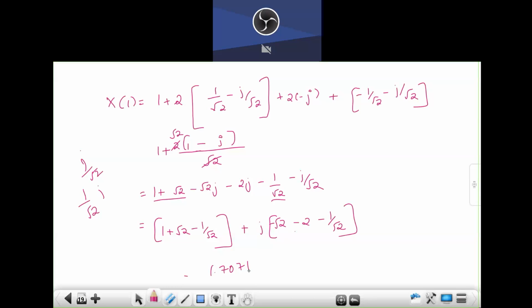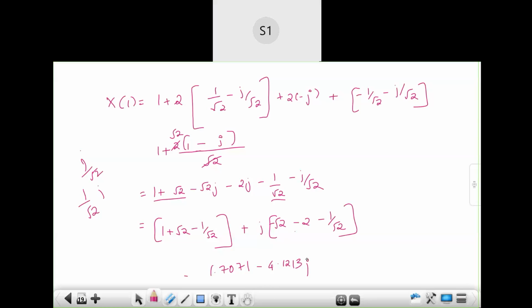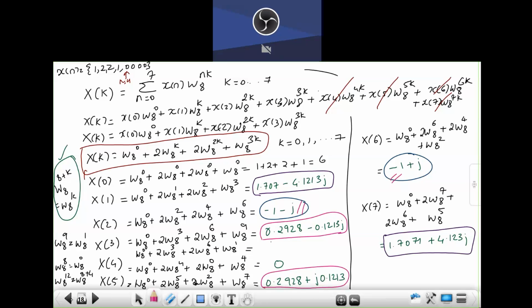1.7071. You keep it in fraction if you want, or you can keep it in the imaginary thing itself. 4.1213j. Okay. So for others also how to solve this, because he was asking, I was just telling. Similarly for each of the things, you have to do these calculations. You can do it on the side and write the final answer. Write down the answers first.